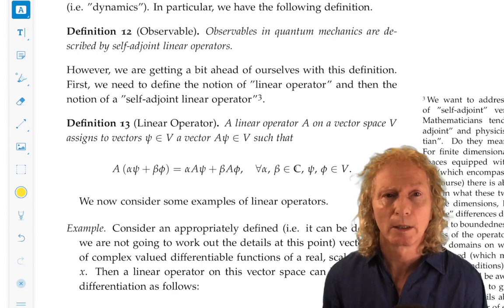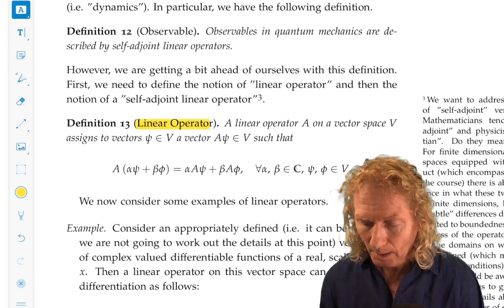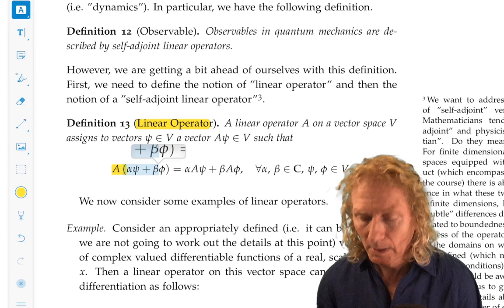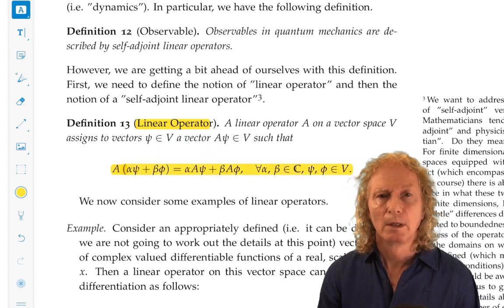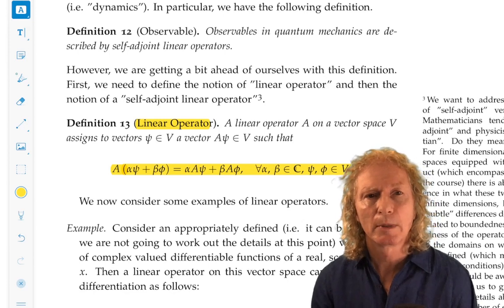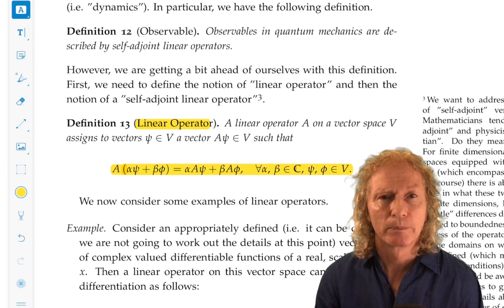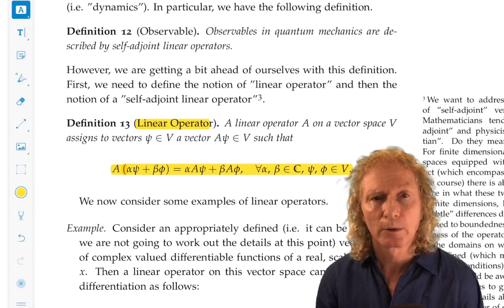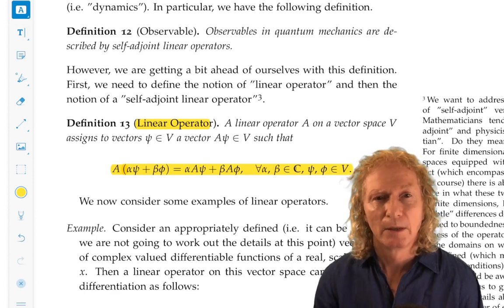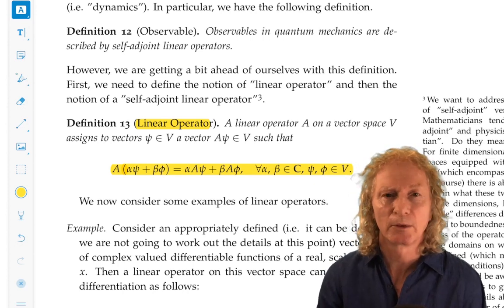Now, where does linearity come from? Linearity is embodied in this statement right here. What it tells me is if I take a linear combination of vectors and act on it with A, then I'm going to get a new vector, which is a linear combination of the image of the vectors under A individually. So this is a nice definition. So linear combinations are preserved. That's one way to look at it.